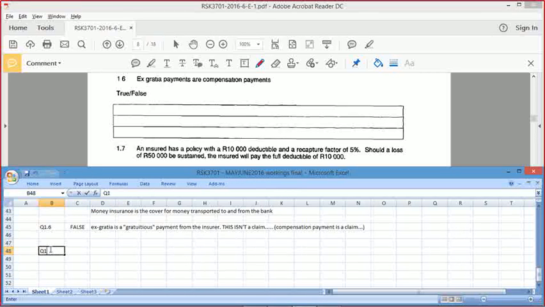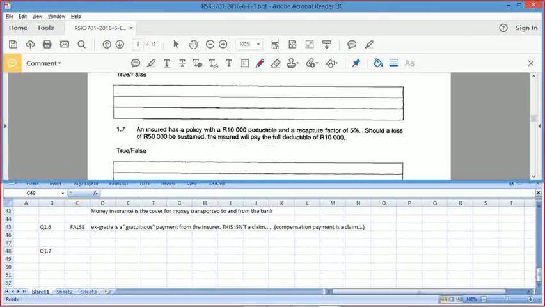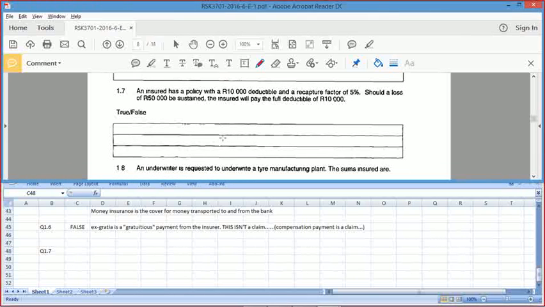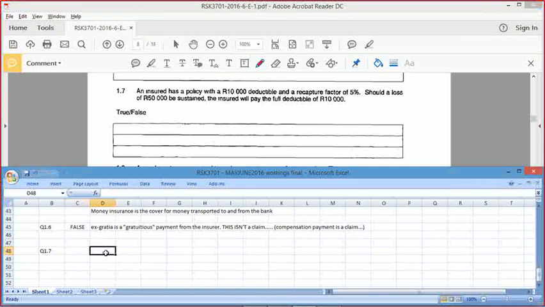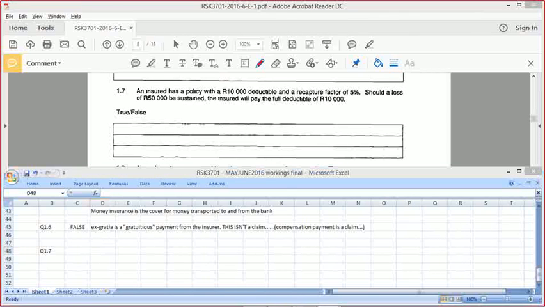Number 1.7. An insured has a policy with a 10,000 deductible and a recapture factor of 5. Should a loss of 50 be sustained, the insured will pay the full deductible. This is something that we spoke about, and we used that formula from the actual textbook. Let me get that formula back from the textbook. Where is it?